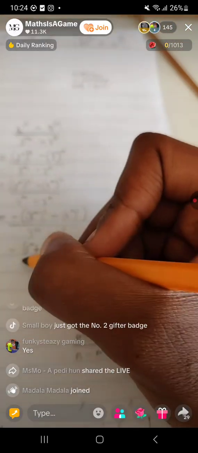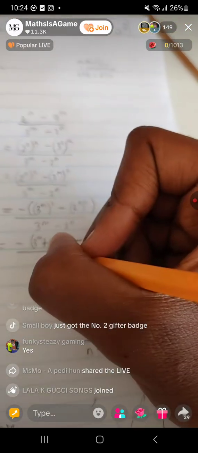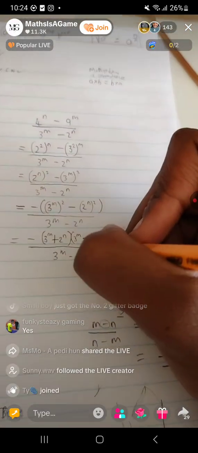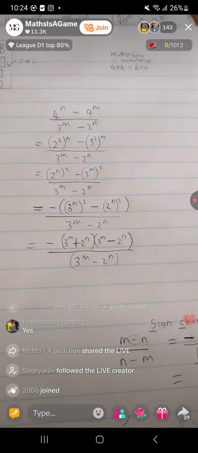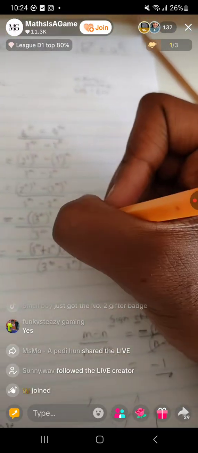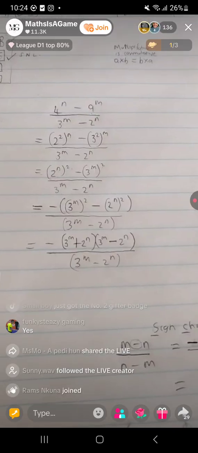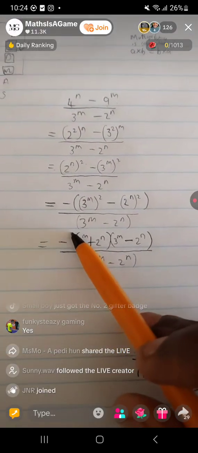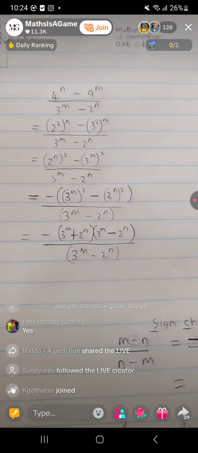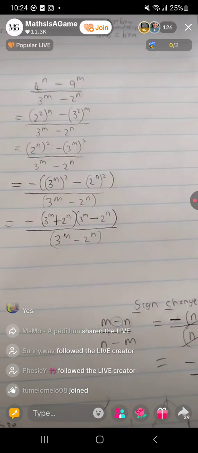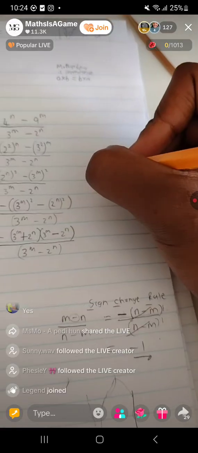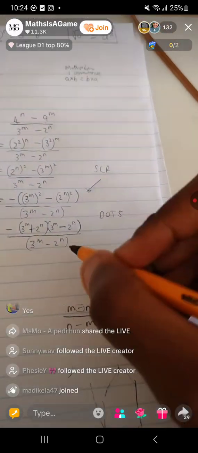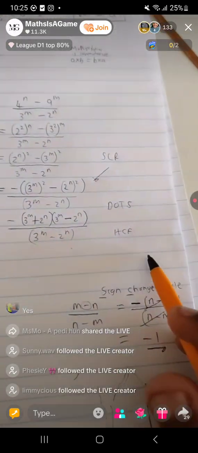What is that all going to be over? It's going to be over 3 to the power m minus 2 to the power n in brackets. We make it 1. We make it 1 as well. All right. Okay, having taken out a common factor of 1. 1 is outside here. Here, negative 1 is outside. Now, that sign change rule assists. Okay, so we applied SCR. Then we applied dots in the denominator, highest common factor, taking out 1.